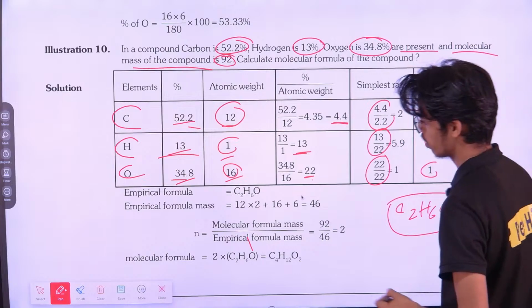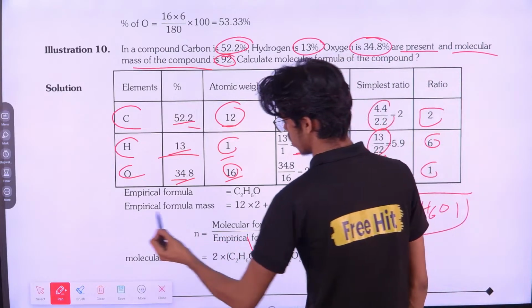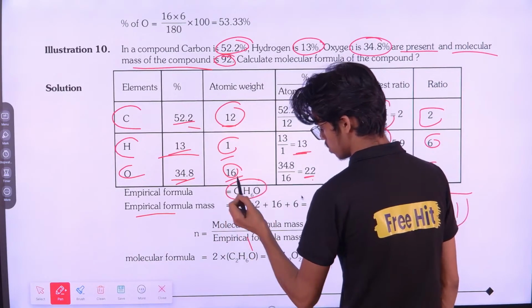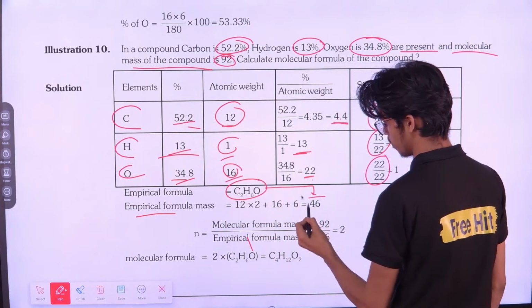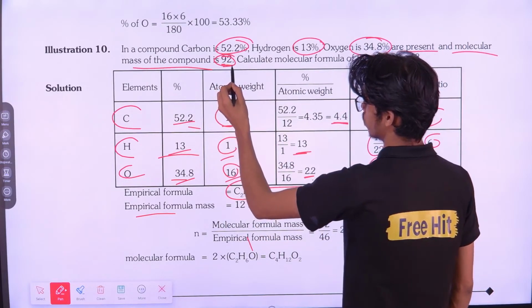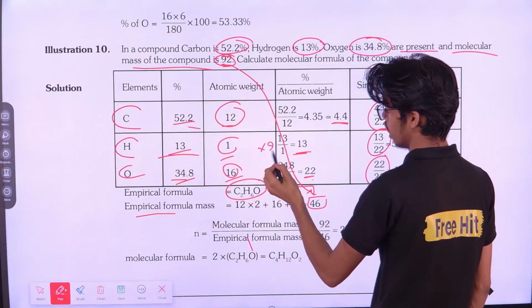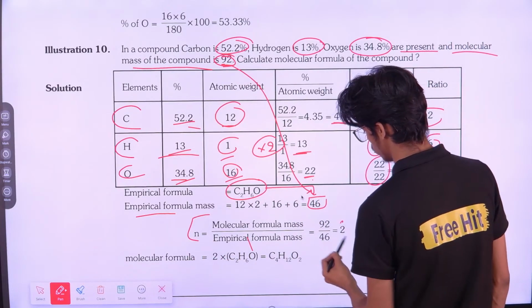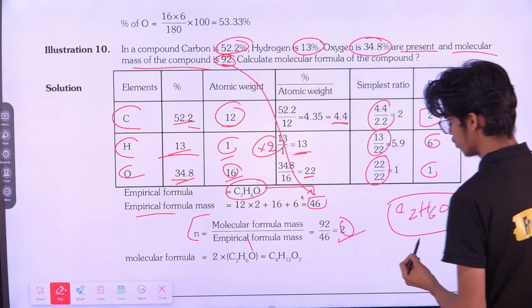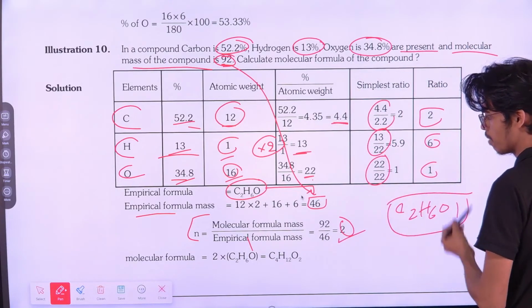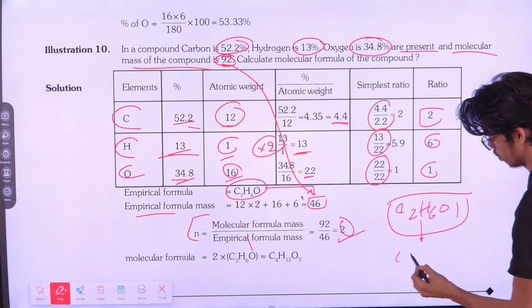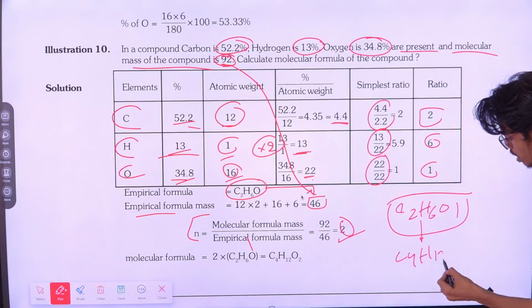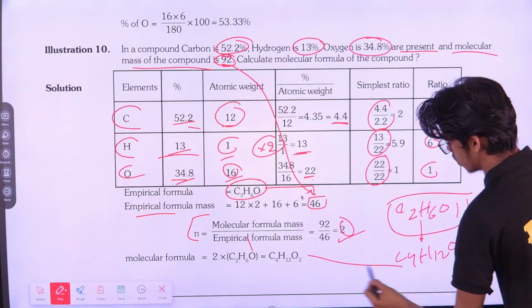Now find out the empirical formula mass. The empirical formula is this and the mass of this formula is 46, but the mass of the compound is 92, which is double, right? If it is double, it means the value of n is actually 2, got it? So the number of atoms is twice that in the empirical formula, so just double it. So C4H12O2, okay, that is the answer.